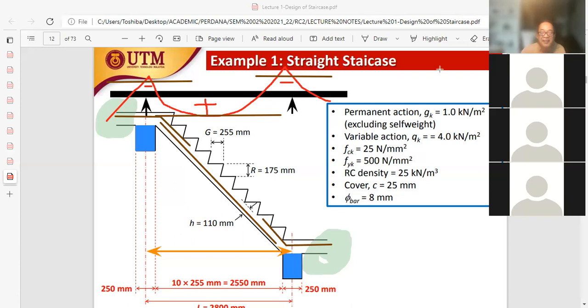I forgot to show the loading here. Okay, there would clearly be loading here on this beam, coming from the staircase. So all of this is the framework of the solution. Okay? It's just a framework.